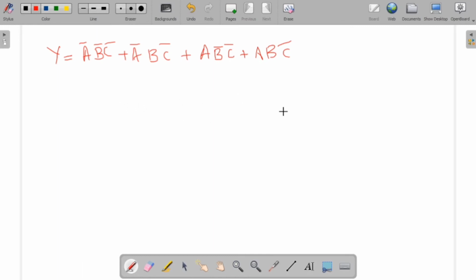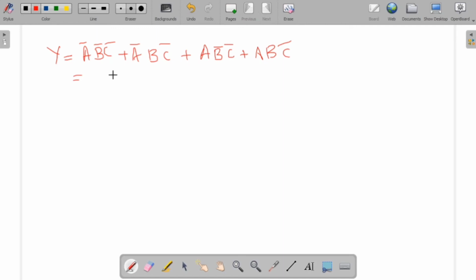If I want to realize this by using gates, it's easy. Only the thing is you have to use different gates. You can see for 1, 2, 3, 4 terms are there. So 4 3-input AND gates are needed, then some NOT gates are needed as well as OR gates are needed. But we will try whether we can make simpler terms on this, by applying the basic Boolean theorems. So you will see now.